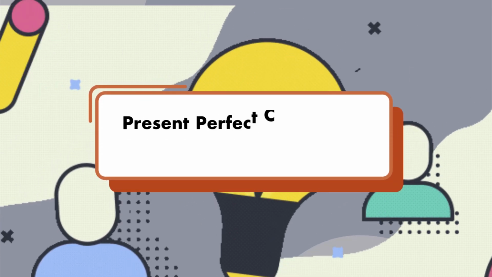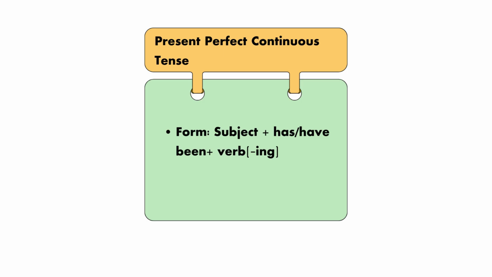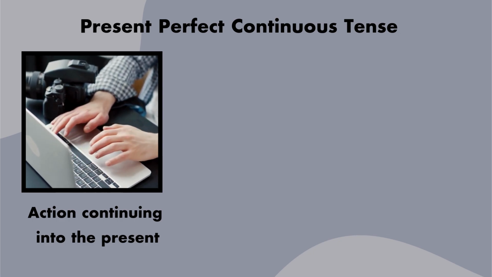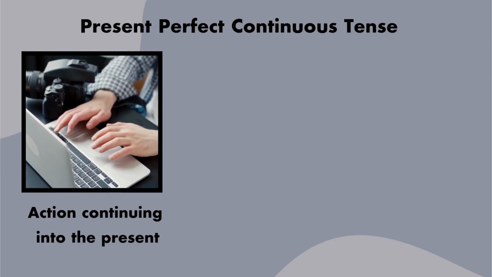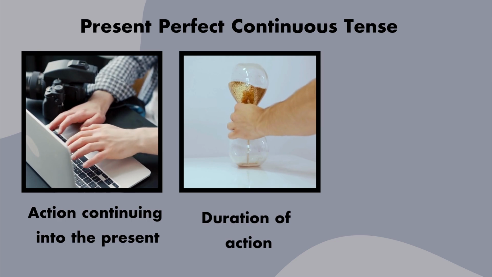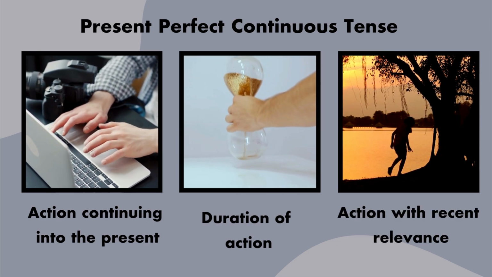Lastly, we will discuss the present perfect continuous tense. Let's see the form of the present perfect continuous tense. Subject plus has or have been plus verb, ing. Present perfect continuous tense is used for action that continues into the present. Used for the duration of action. And also used for action with recent relevance.